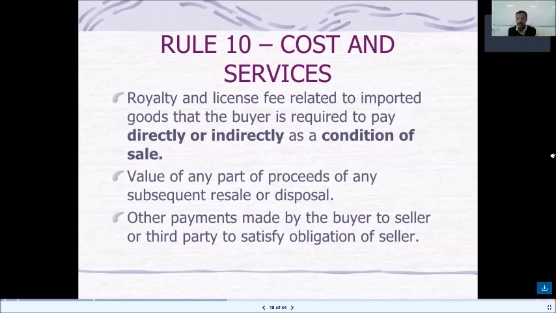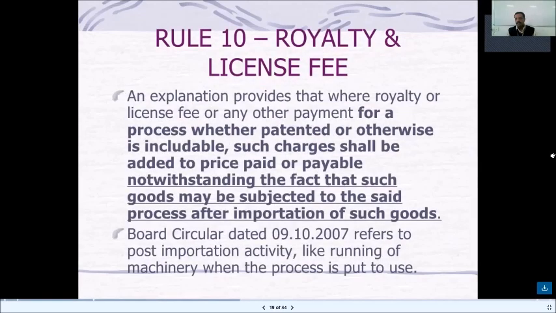So now this is rule 10, wherein a royalty and a license fee is paid. When do you pay a royalty and a license fee? Whenever you are trying to import some technical know-how. Rule 10, royalty and license fees. An explanation provides that where royalty or license fee or any other payment for a process, whether patented or otherwise, is includable, such charges shall be added to the price paid or payable, notwithstanding the fact that such goods may be subject to the said process after importation of such goods.